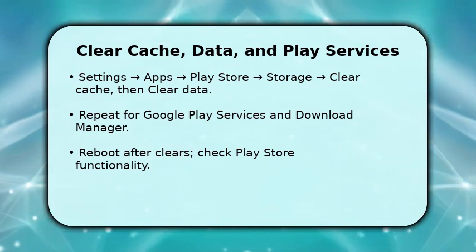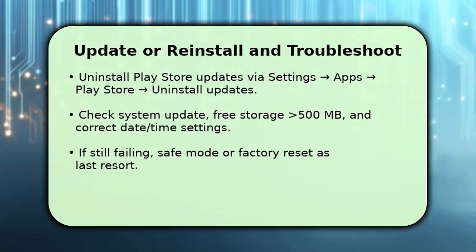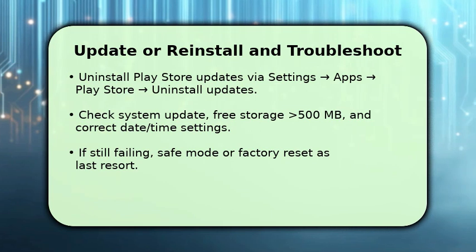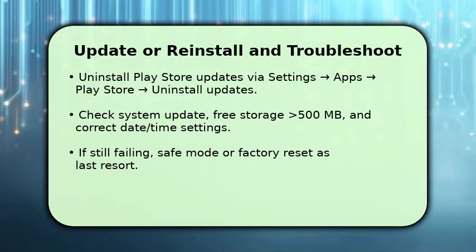Finally, fix deeper version mismatches by uninstalling Play Store updates. In Settings, Apps, Play Store, choose Uninstall Updates so the app reverts to factory version, then update it again from Play Services.